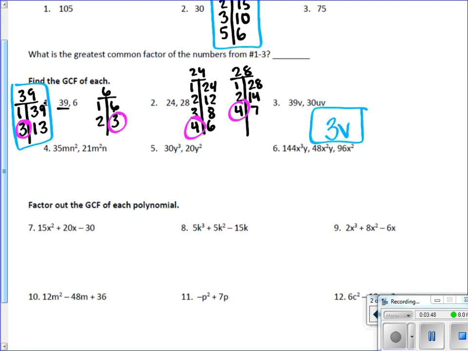Who's good with their greatest common factors? Who can look at number 4 and raise their hand and tell me what that greatest common factor is? Yes, ma'am. 7. That is correct. 7 is the number. Now, when it comes to the letters, this first one would be M and then N squared. This one would be N squared and N. So back to that expanding part. What do they have in common? N. How many N's do they both have? Just 1. So 1 N down here. They also have 1 N in common, so that's part of our common factor.